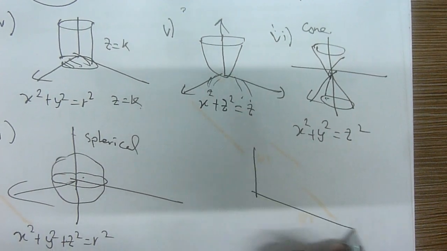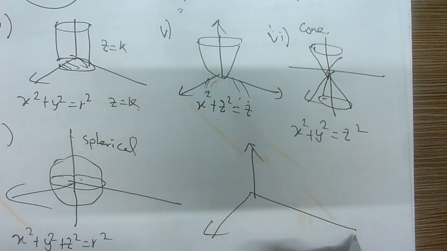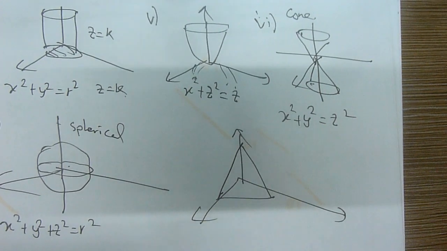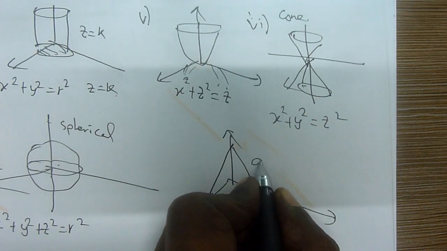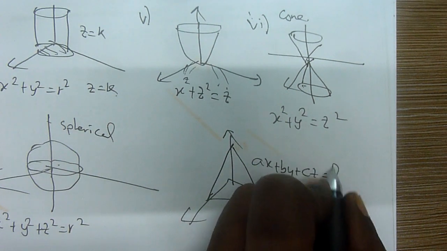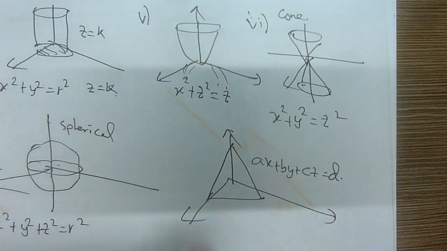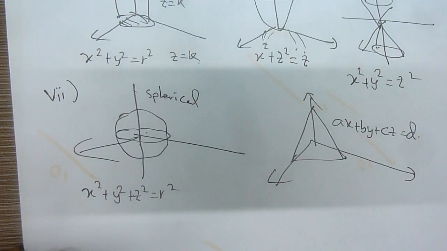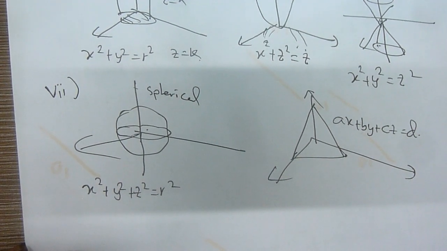The last one is the tetrahedron. The tetrahedron is always something like this: ax plus by plus cz equals d. This is a tetrahedron for the quadrant, one quadrant base.